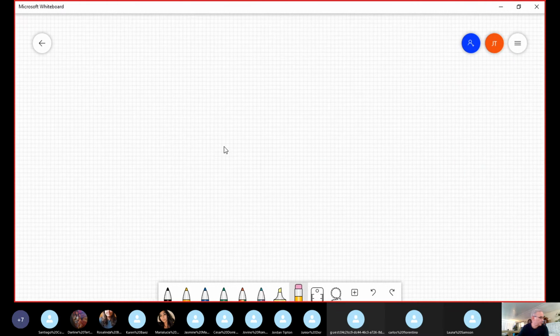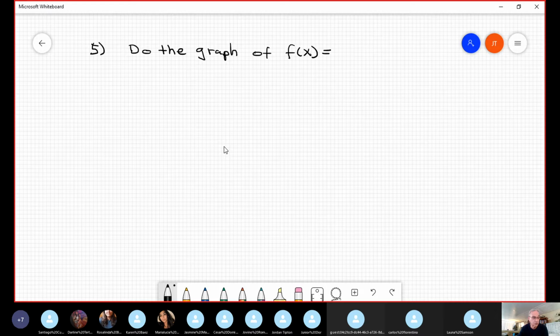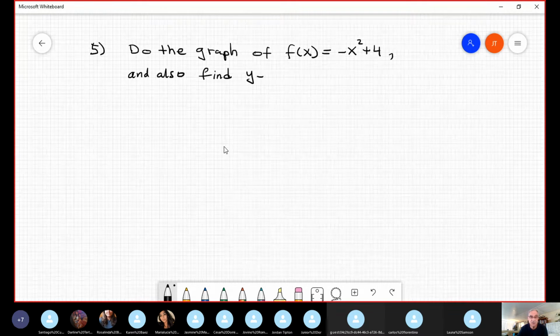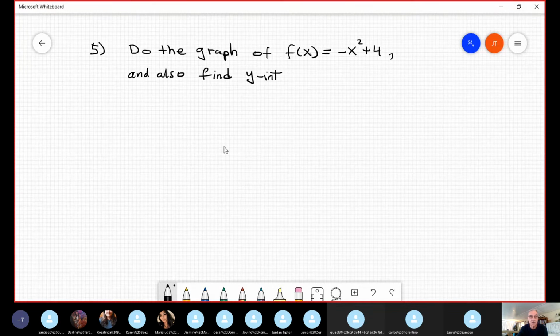Okay, let's go to number 5. Number 5 is: do the graph of one function whose expression is minus x squared plus 4. And also, this is complementary, can you find y in a z and x in a z.